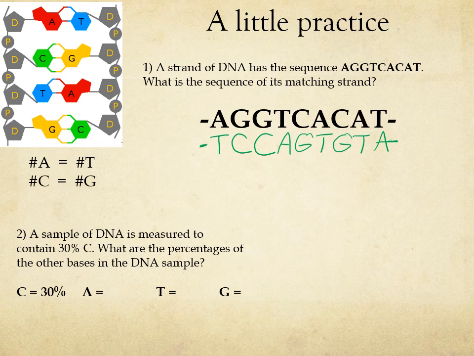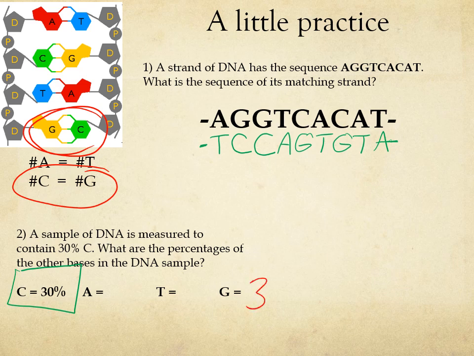Question at the bottom. Number 2 says a sample of DNA is measured to contain 30% C's. So what are the percentages of the other bases, the A, T, and G, in this DNA sample? This may seem like a strange question, but all we need to know is one number like this, and we can tell everything else we want here. As soon as we know that 30% of the bases in a DNA sample are C's, what does C always have to be across from? C's and G's always have to match. So if we know the C's are 30%, that means the G's are also 30% of that molecule.